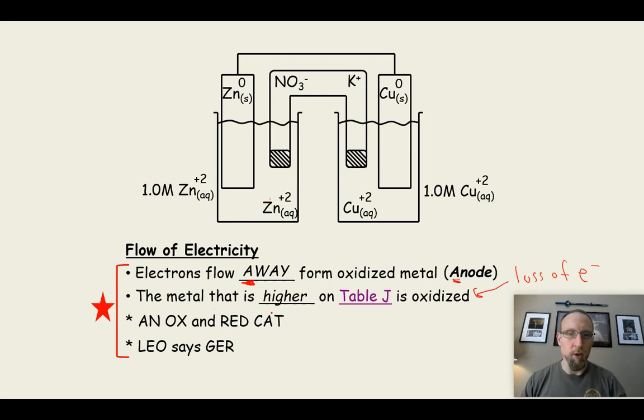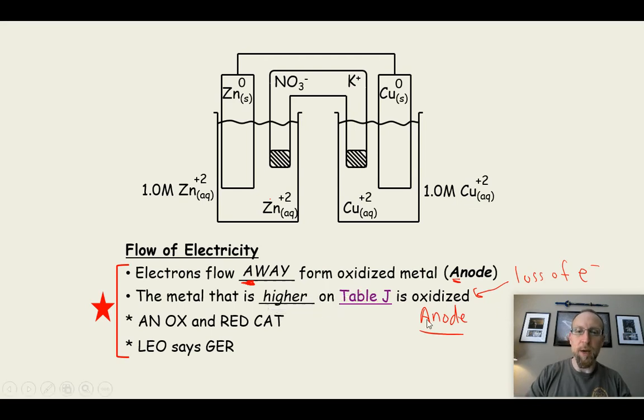So the metal that is higher on table J is oxidized, loss of electrons. So that's again the anode. That's what we're looking for. So that's the first thing. So the second you see it's a voltaic cell, how do you identify it? You see that salt bridge there, right? The electrolytic cells look a little bit different. We'll get to that in the next lesson. So go to table J. The second you see one of these diagrams, go to table J.